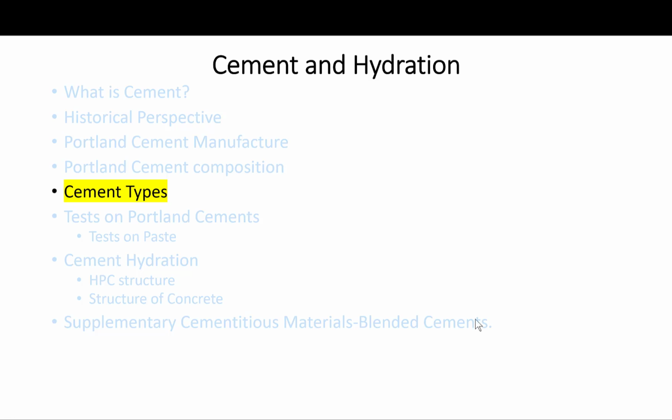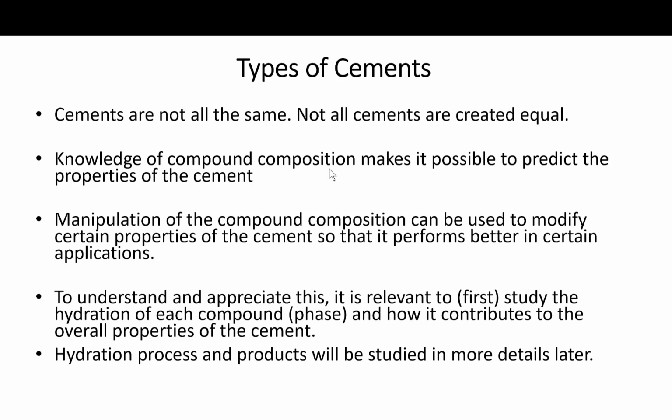So far we have covered the following topics, the first 4 topics: what is cement, historical perspective, Portland cement manufacture, and the Portland cement composition. And today we will talk about the cement types, which are the Portland cements and other types.